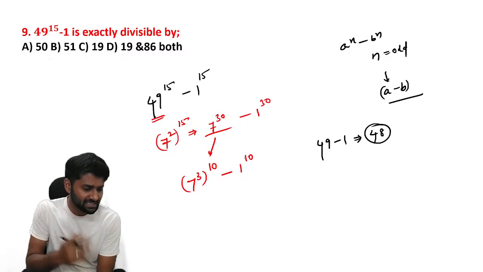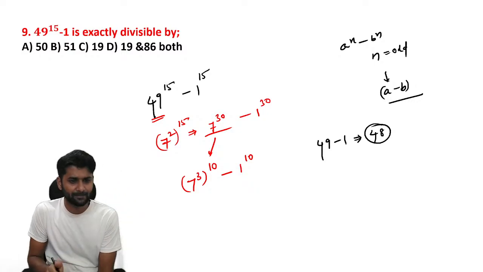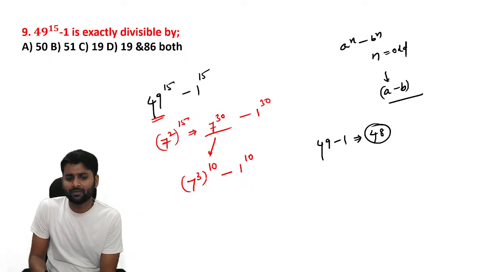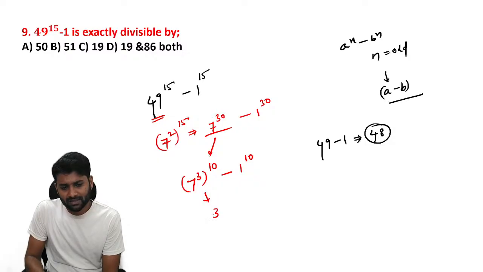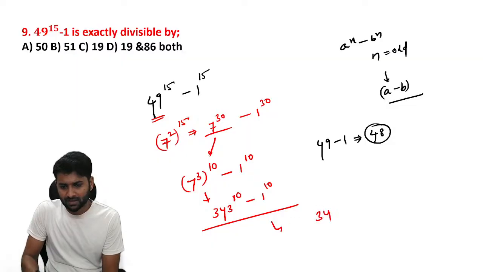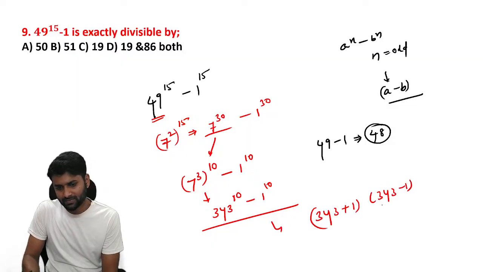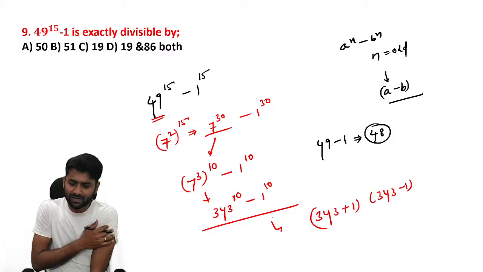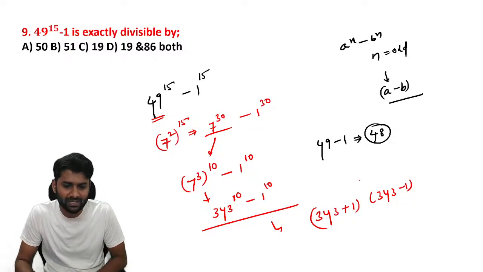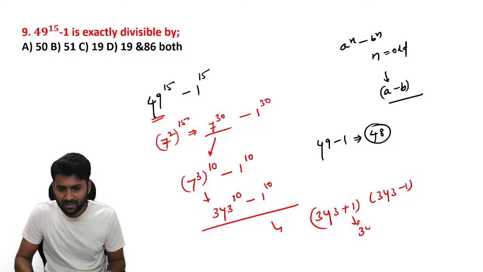We are changing the form, we are not changing the resultant. So 7 power 30 is exactly equal to 7 cube whole power 10. Both are the same. It's 343 whole power 10 minus 1 power 10. Let us use this concept: 343 plus 1 and 343 minus 1. Why? Because a square minus b square is always divisible by a plus b into a minus b. So it's 344 and 342.